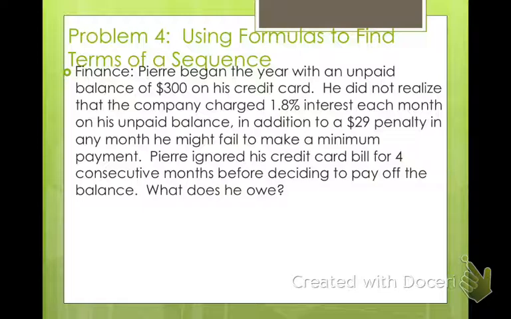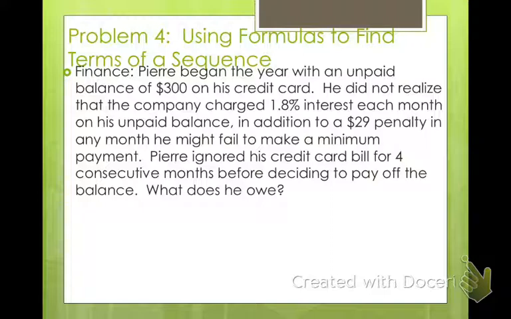Pierre began the year with an unpaid balance of $300 on his credit card. He did not realize that the company charged 1.8% interest each month on his unpaid balance, in addition to a $29 penalty any month that he fails to make a minimum payment. Pierre ignored his credit card bill for 4 months, which I'm just going to tell you up front is not a good thing to do, before deciding to pay off the balance. How much money does he owe now?